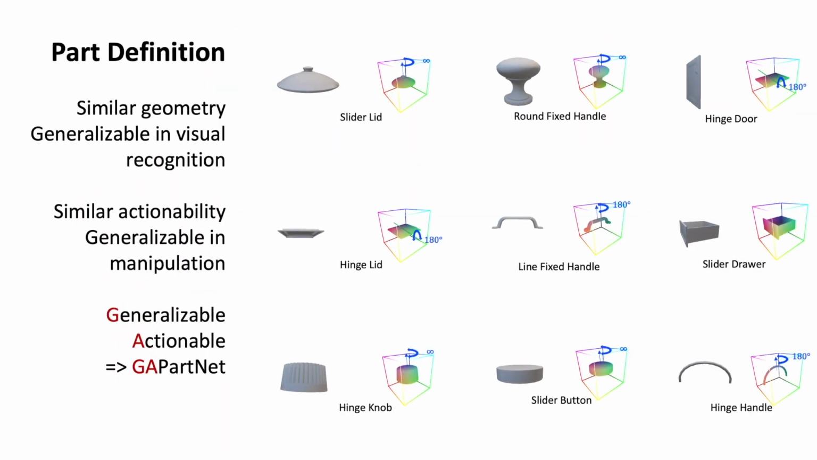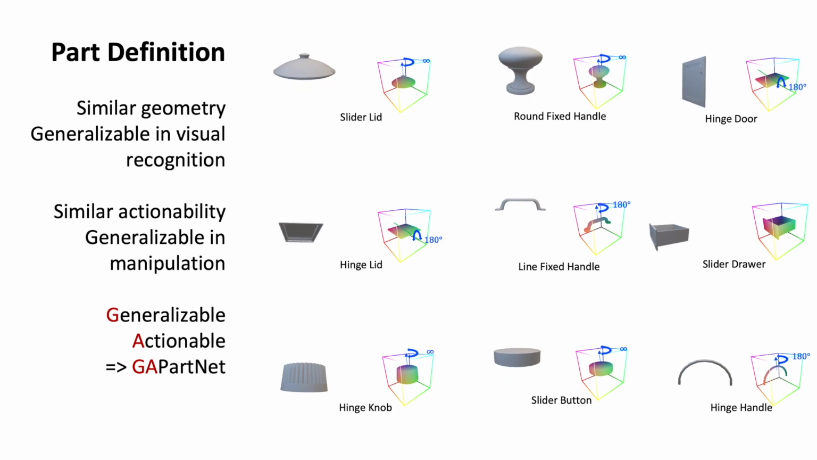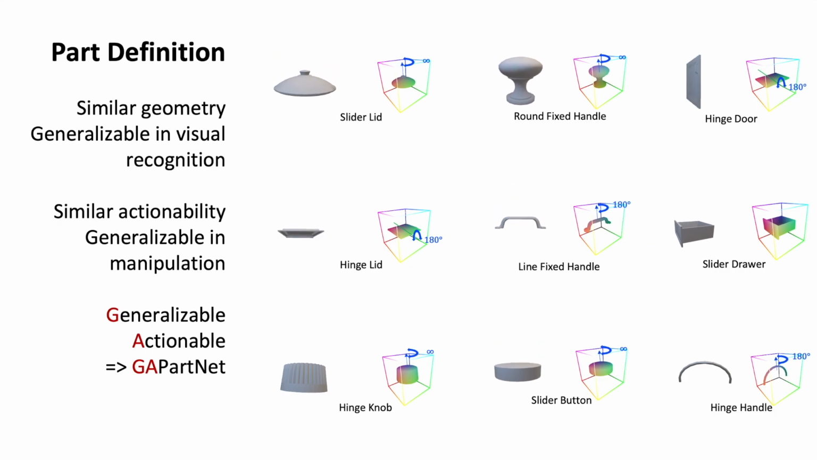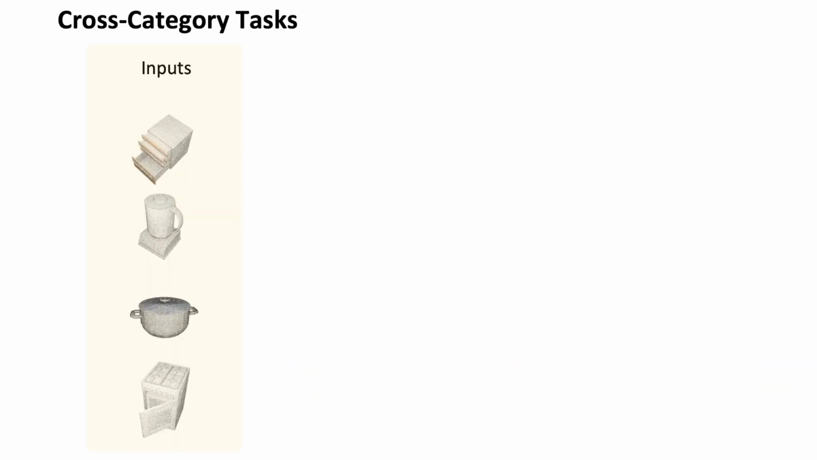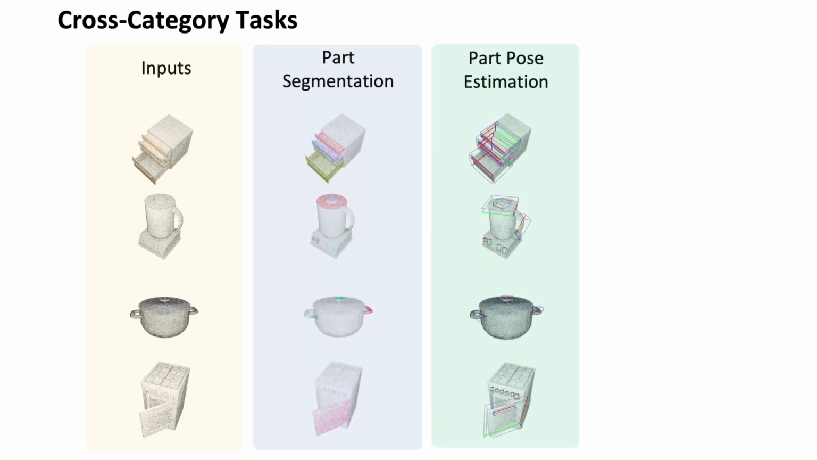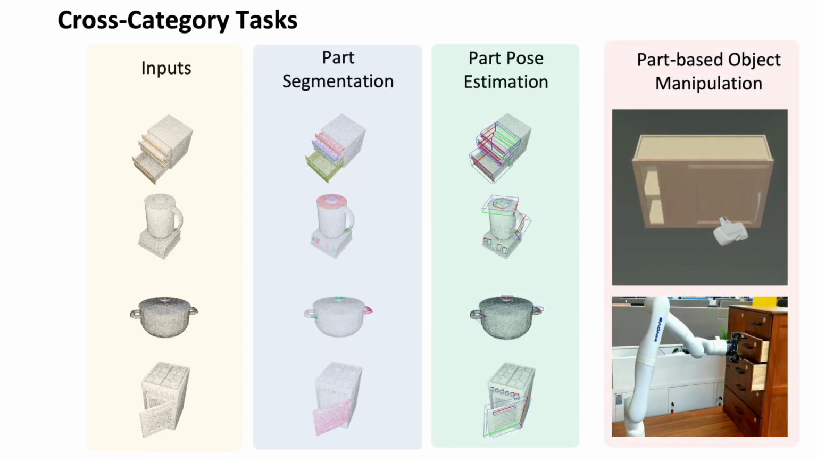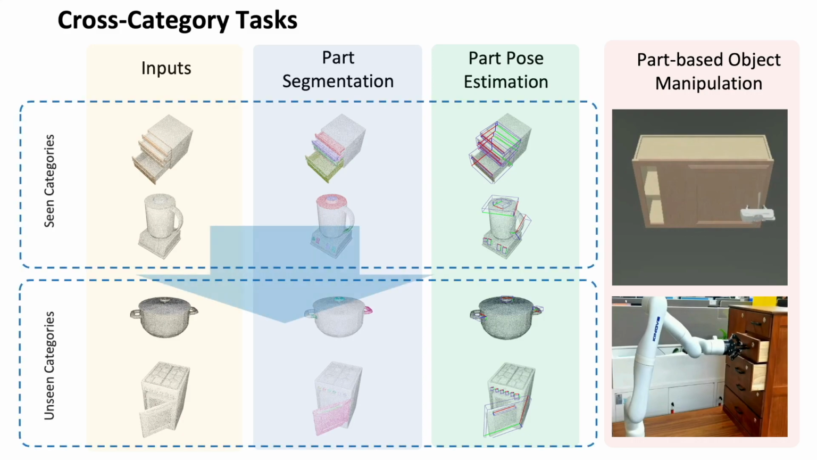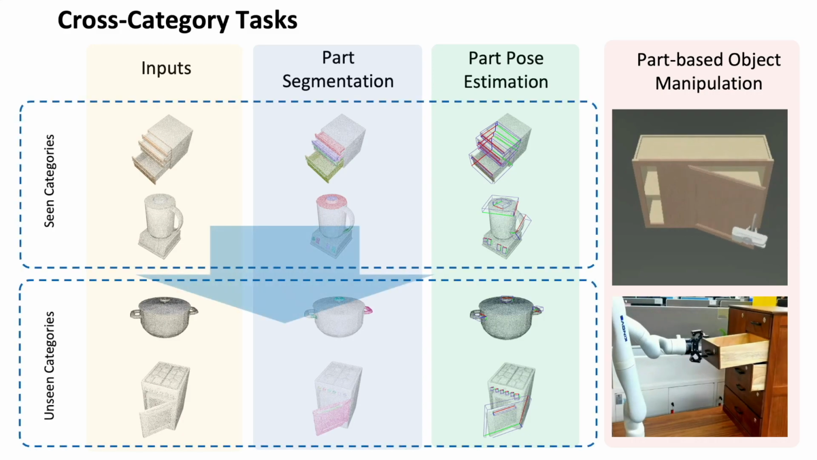In GAPartNet, parts from the same part class share similar geometry, which allows generalizable visual recognition. They also have aligned actionability and can be manipulated in a similar way, which ensures minimal human effort when designing interaction guidance to achieve generalizable and robust manipulation policies. We then investigate 3 cross-category tasks: part segmentation, part pose estimation, and part-based object manipulation. Our method is trained on seen object categories, and needs to generalize to unseen object categories.